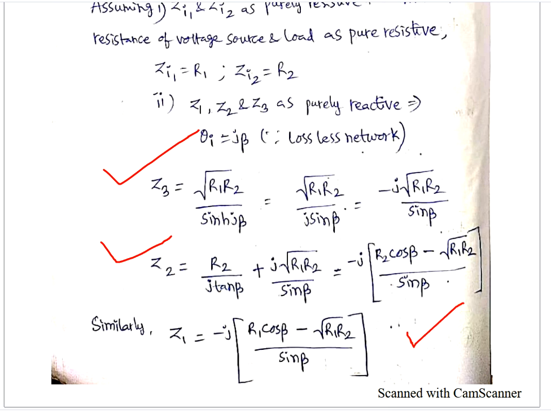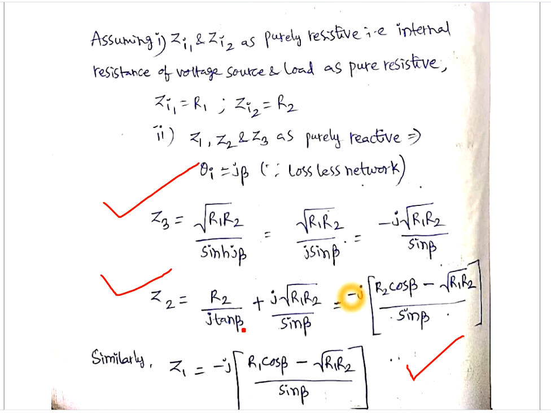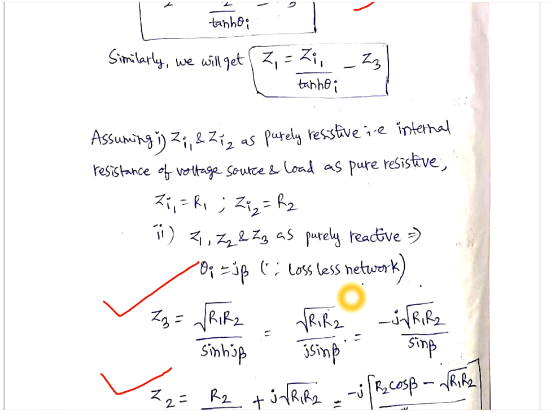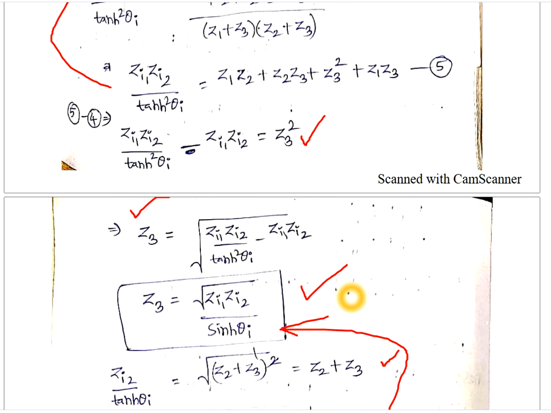Here you need to use some hyperbolic trigonometry conditions, that is sinh j beta is equal to j sin beta. Similarly you can also use the tanh condition, where tanh j beta is equal to j tan beta, which is given here. Fine. So with this we can conclude the impedance matching network, where we have designed a T network for the purpose.